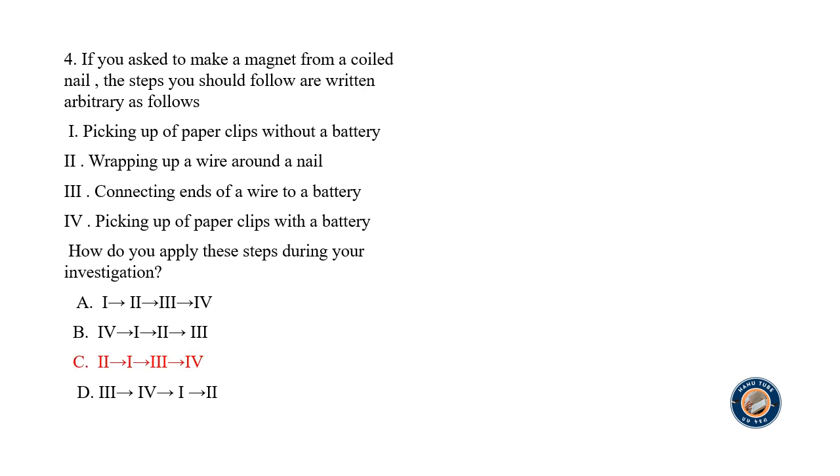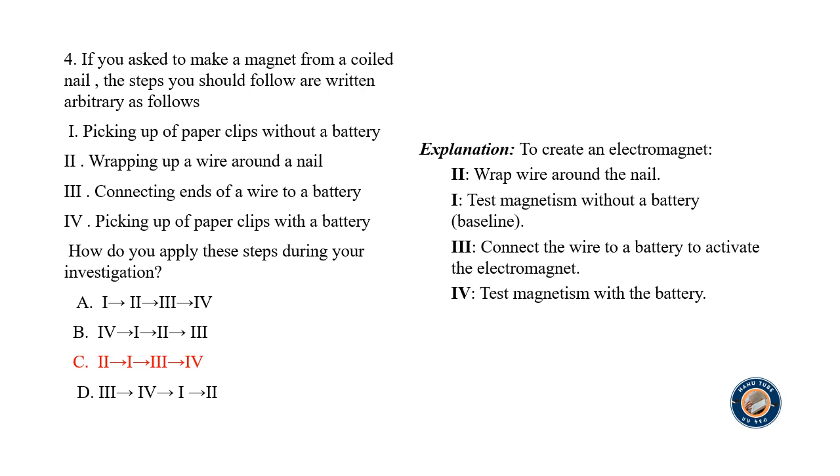The answer will be 2, 1, 3, and 4. To create an electromagnet, the first thing you have to do is wrap wire around the nail, then test magnetism without a battery as a baseline, then connect the wire to a battery to activate the electromagnet, and finally test magnetism with the battery.